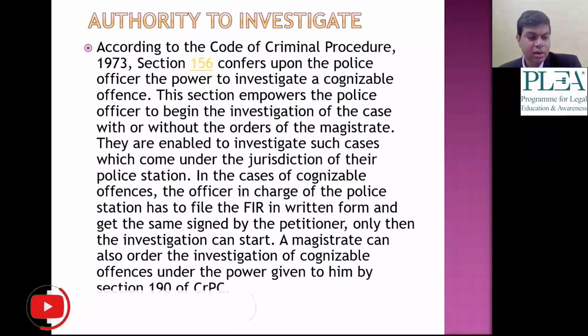But if the person feels that an FIR is not filed, then the person approaches the magistrate court, and then the magistrate court can direct the police officer to lodge an FIR. So we can see that the magistrate can also order the investigation of a cognizable offense under the power given to him under section 190 of the CrPC. So a person can also approach the magistrate court, directing the police authorities to investigate into the case. And this is what the section speaks about.